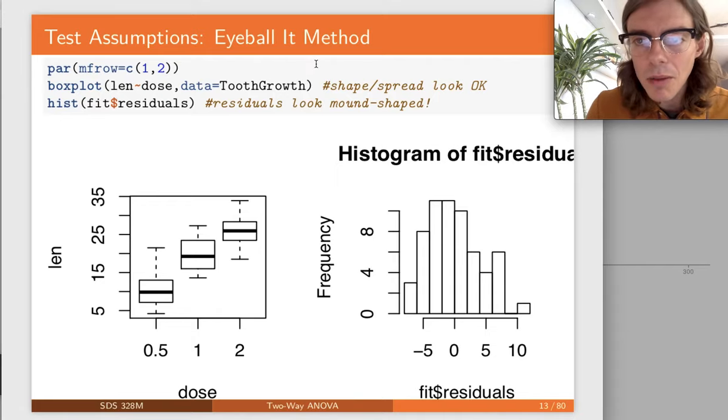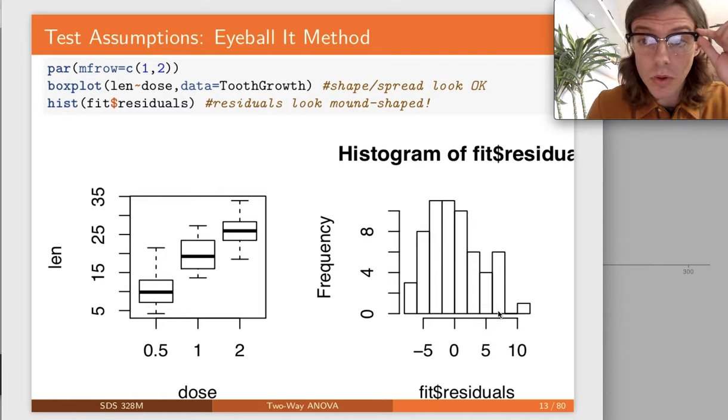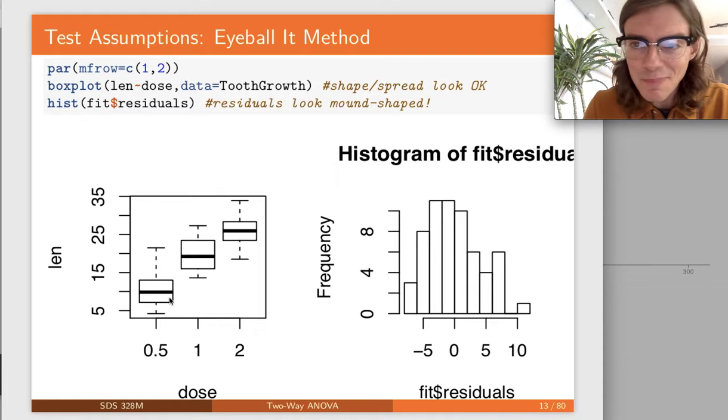And this is sort of the eyeball-it method, right? If you want to look at plots and say, yeah, these are pretty, when you look at the range and IQR and stuff, they look fine. You could also assess normality that way, right? So grab your residuals and make a histogram of those residuals, right? This is really just the deviations of each individual point from its group mean. You can grab those from the model that you fit just by doing fit$residuals. Or you can just look at this and be like, hey, these look roughly symmetrical. I'm not too worried, right?